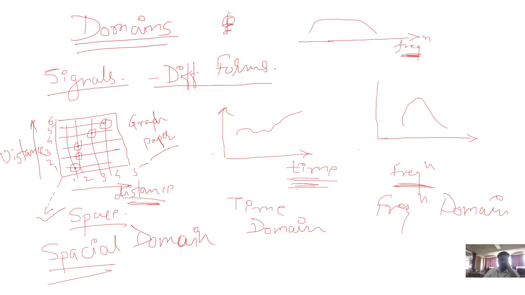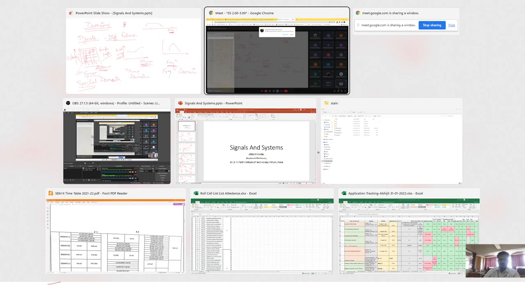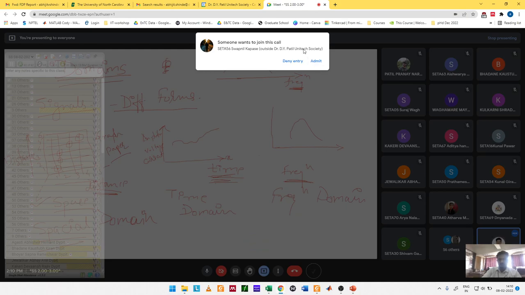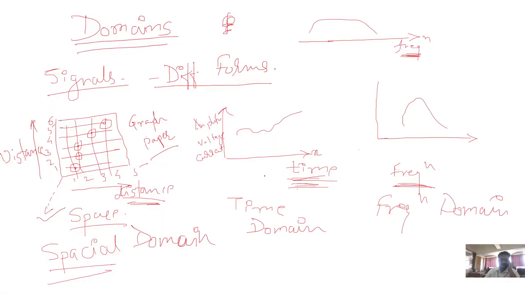Then we know that on the x-axis, if I'm taking time, on the y-axis it can be amplitude, voltage, or current, anything out of these. But on the x-axis, if it is time, then it is a time domain signal. So that is a representation of a signal in the time domain.